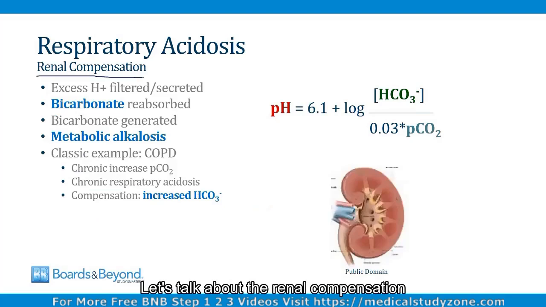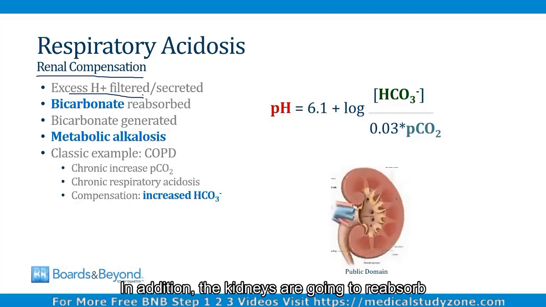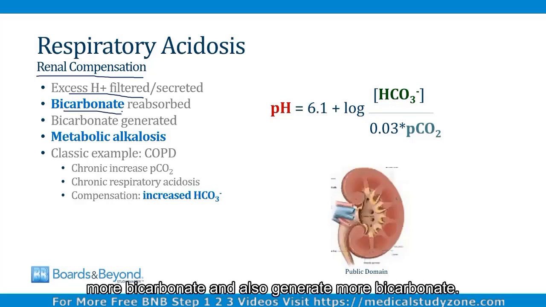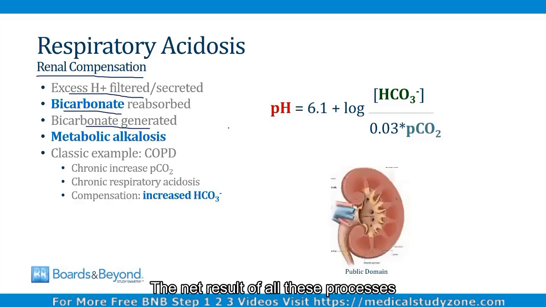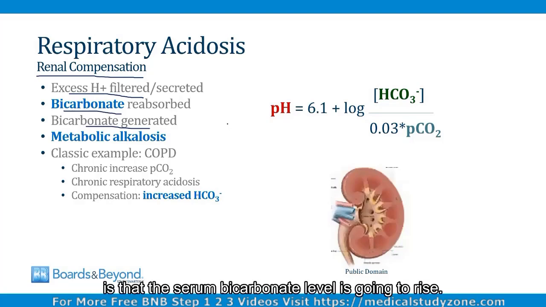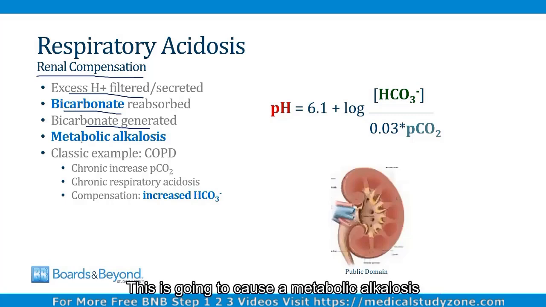Let's talk about the renal compensation for respiratory acidosis. What the kidneys are going to do in the setting of respiratory acidosis is they're going to filter and secrete more protons so that more protons go out in the urine. In addition, the kidneys are going to reabsorb more bicarbonate and also generate more bicarbonate. The net result of all these processes is that the serum bicarbonate level is going to rise. This is going to cause a metabolic alkalosis to compensate for the respiratory acidosis.